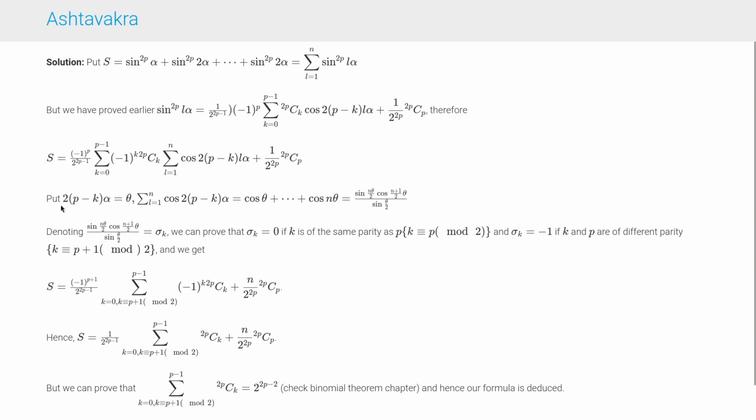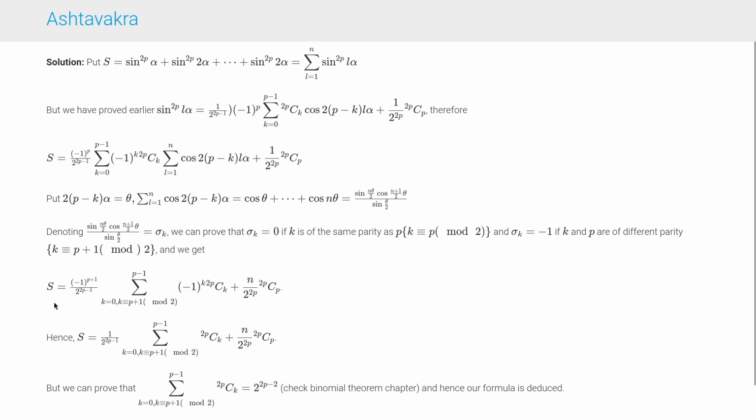Now we put (2p minus k) alpha equal to theta. So sigma L equals 1 to n of cos (2p minus k) L alpha becomes cos theta plus cos 2 theta and so on up to cos n theta, which we have found to be sin n theta by 2 dot cos (n plus 1) theta by 2 by sin theta by 2. Now we denote this by sigma k. We can prove that sigma k is 0 if k is of the same parity as p, that is k is equivalent to p mod 2, and sigma k is equal to minus 1 if k and p are of different parity, that is k is equivalent to p plus 1 mod 2.